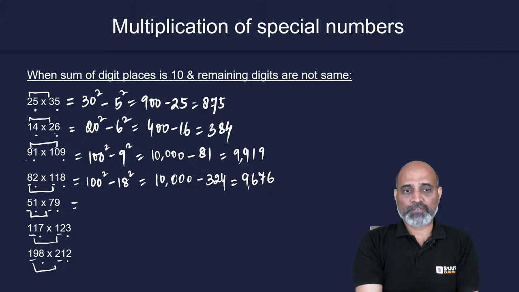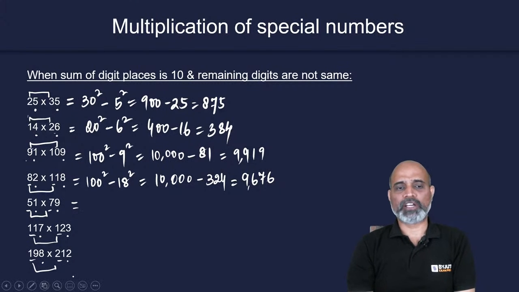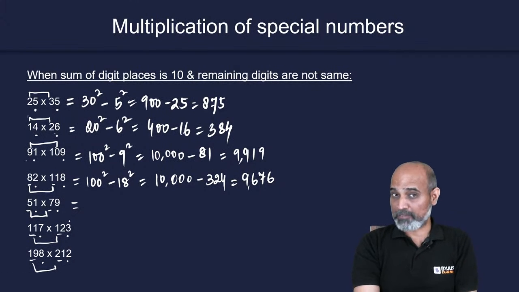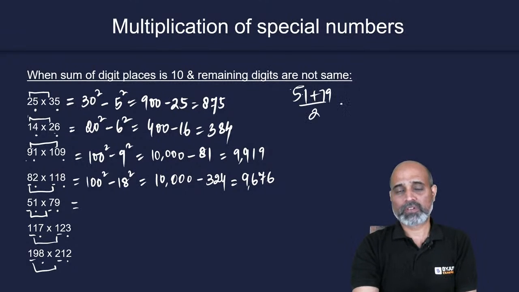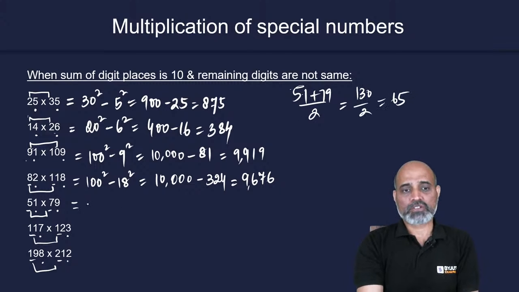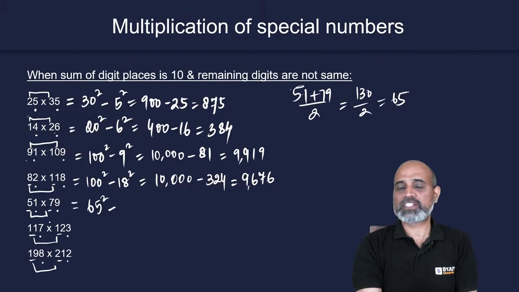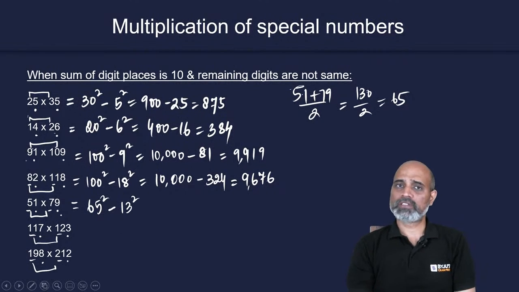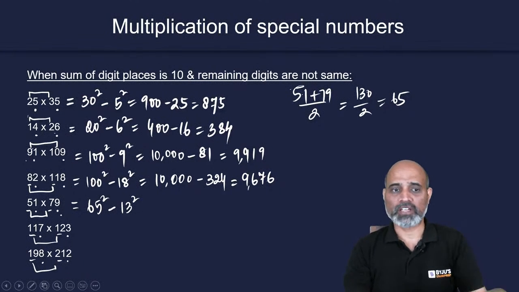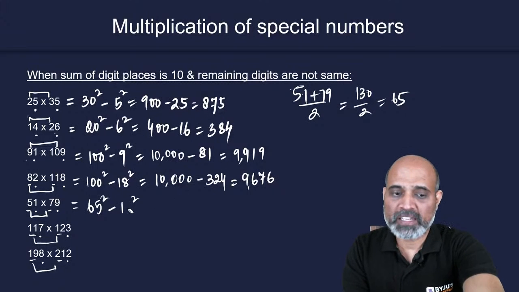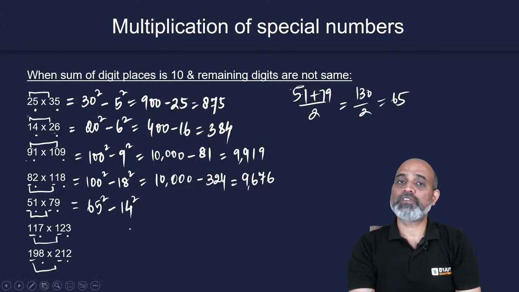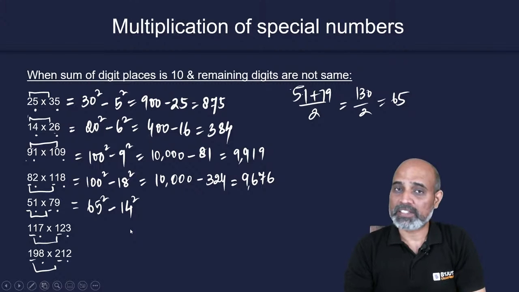Okay. 51 and 79. What is the midpoint? The midpoint is average of 51 and 79. ठीक है, मैं जब बोल रहा हूं तो मैं ये बोल रहा हूं which is nothing but 130 का half, which is 65. So this is going to give us 65 square और 65 से कितना दूर है ये, 14. दोनों numbers 14 दूर हैं, एक 14 ज्यादा है, एक 14 कम है. 65 minus 14 is 51, 65 plus 14 is 79.